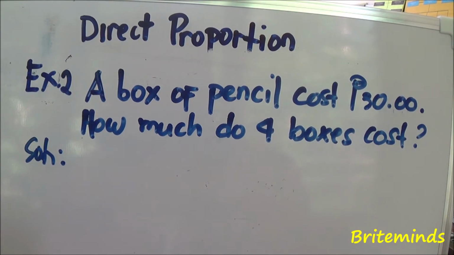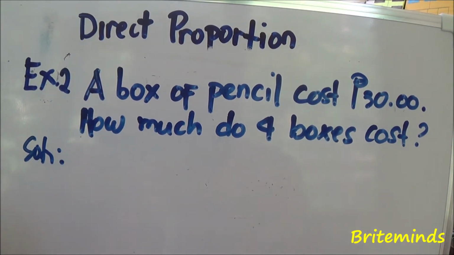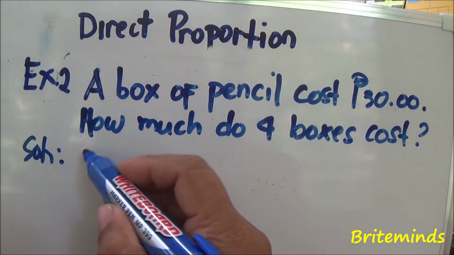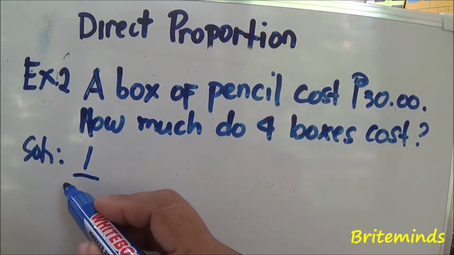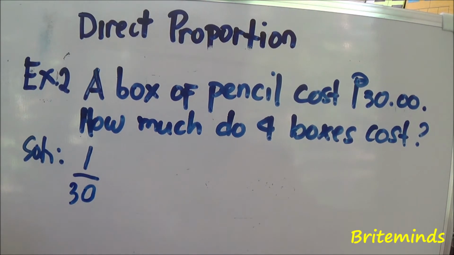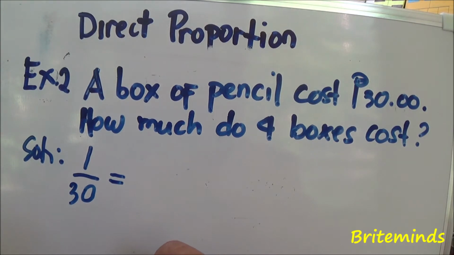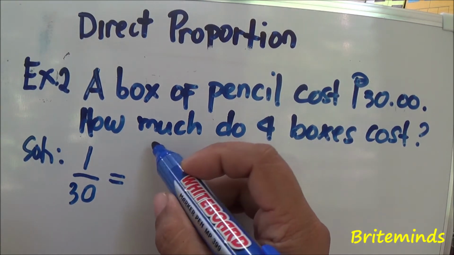I have here a second example for direct proportion. A box of pencil costs 30 pesos. How much do 4 boxes cost? So the problem is asking for the cost of 4 boxes. Our solution will be: for every box of pencil, it will cost 30 pesos.